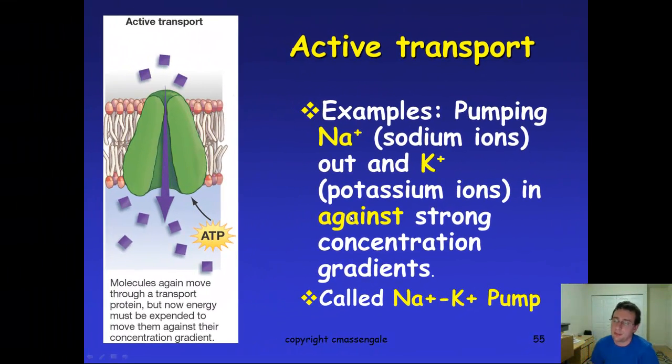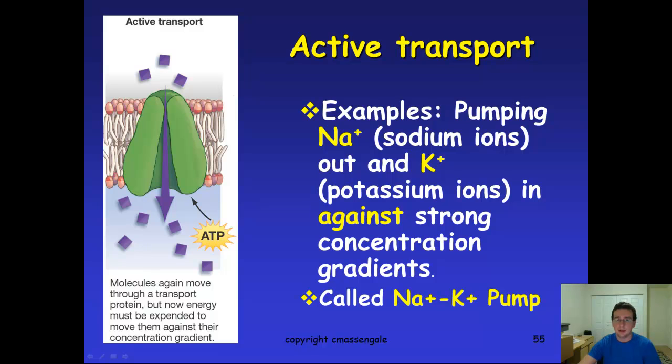And a very good example of this is the sodium-potassium pump. There's a very good web tutorial about it on my website. But basically, the sodium-potassium pump is a pump where the potassium is pumped in and the sodium is pumped out all at the same time, or vice versa. And so it looks kind of like this.